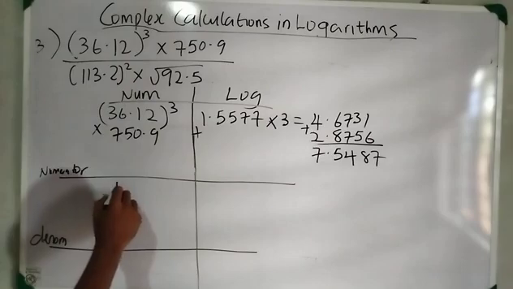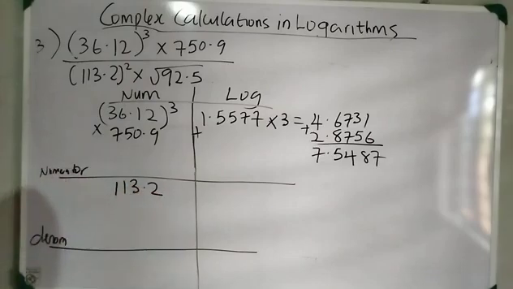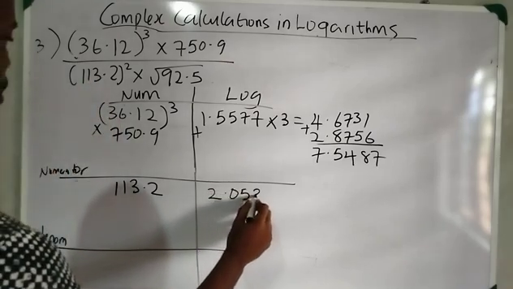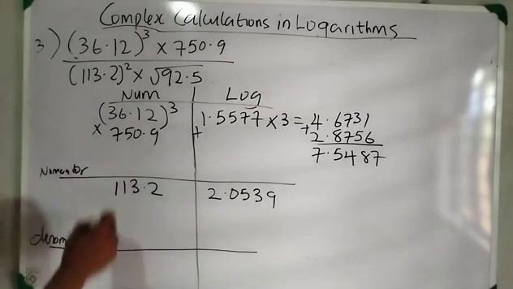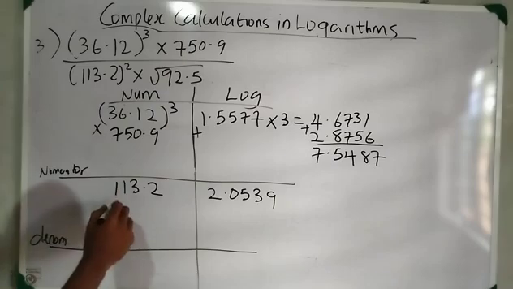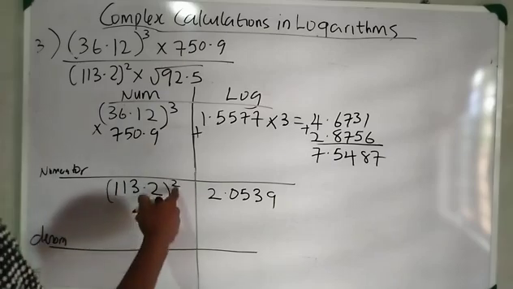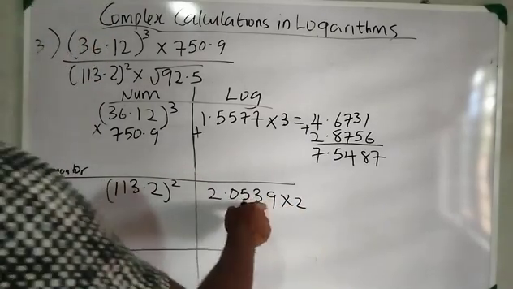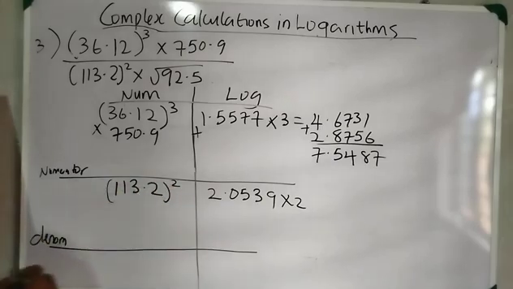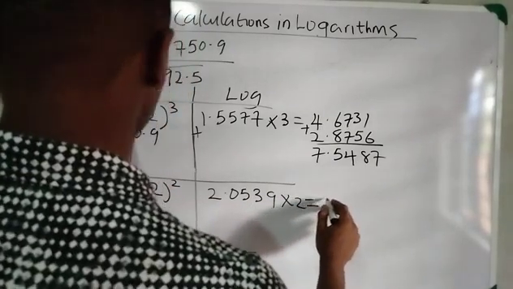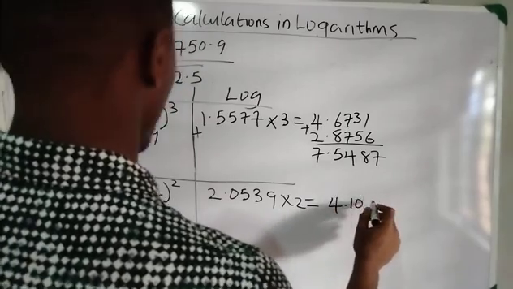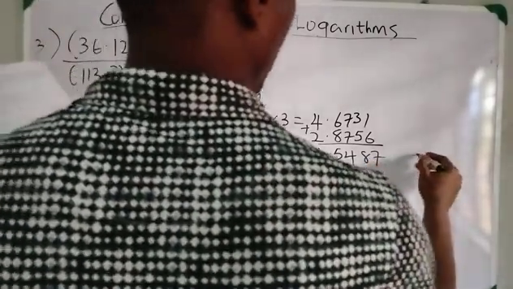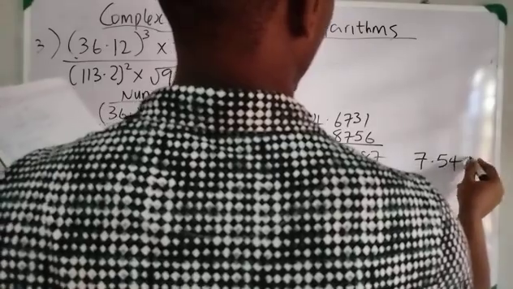Now what about the denominator? This is the first number here, 113.2. When you find the logarithm, you are going to have 2.0539. Now, 113.2 squared, when you square it, it means you are going to multiply it by 2. Always multiply the logarithm by the power. When you multiply it by 2, you are going to have 4.1078.